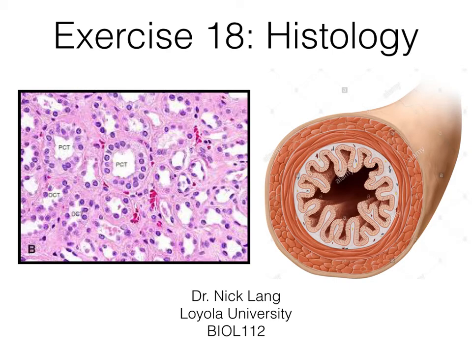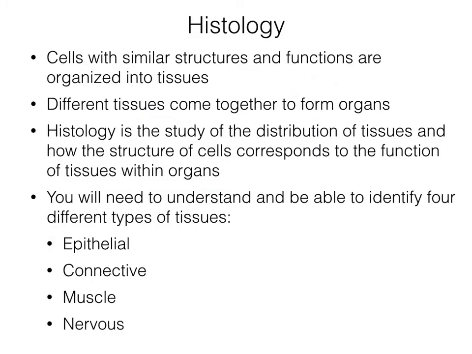All right, everybody, we're back with exercise 18 on histology. Inside of a multicellular organism like us, if cells have similar structure and function, they get organized into what we call tissues. And then different kinds of tissue come together to form organs. And the function of that organ is based on the various functions of the tissues inside of it and how those tissues are organized in order to form that organ.